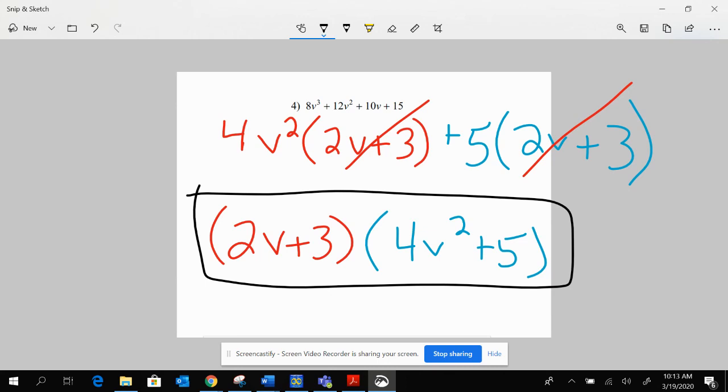All we're doing, when they ask you to factor each completely, is they're asking for this form, just like factoring trinomials or factoring out the GCF. Think of this as just factoring out the GCF for the first 2 terms, then factoring out the GCF for the second 2 terms, and then just combining them.